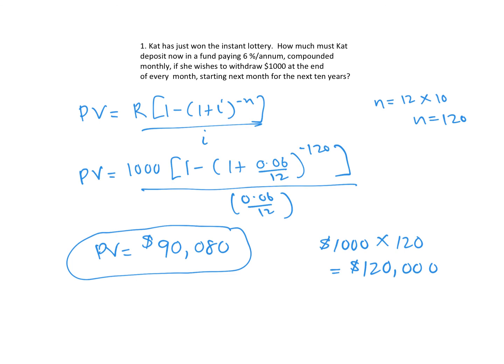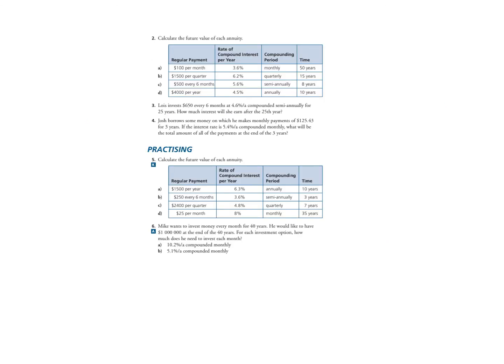She does not have to put in $120,000 because, like I said, if she puts in $90,080 and the first month she takes out $1,000, now she has $89,000 and $80 in the bank, and that is earning interest until the next time she takes money out. So although she wants to take out 120 times, she doesn't need that total amount because she's earning interest as the money is sitting in the bank.